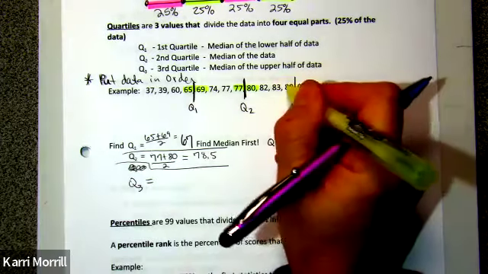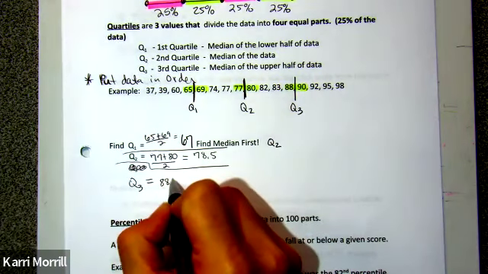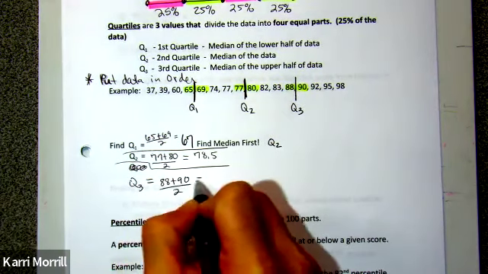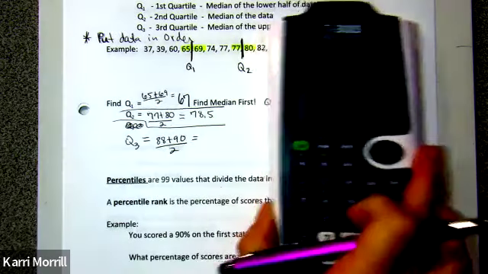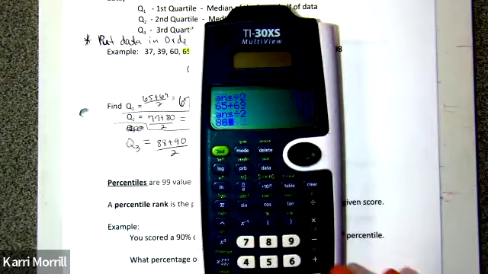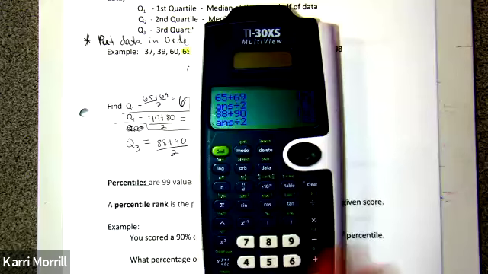And then quartile 3 is these two numbers, finding the average of them. So we're taking 88 plus 90 and dividing it by 2, which would be 89, right? So 88 plus 90 divided by 2 is 89.